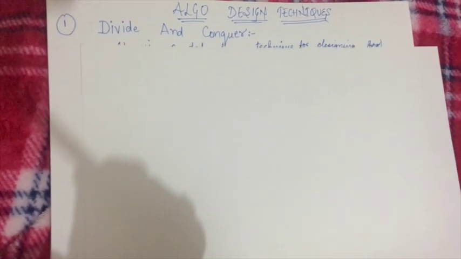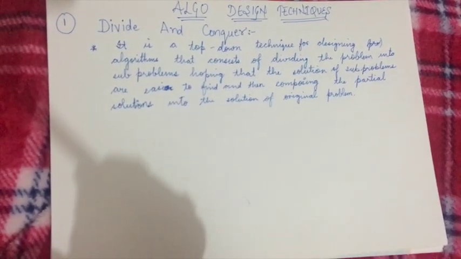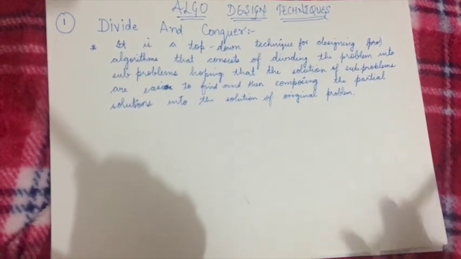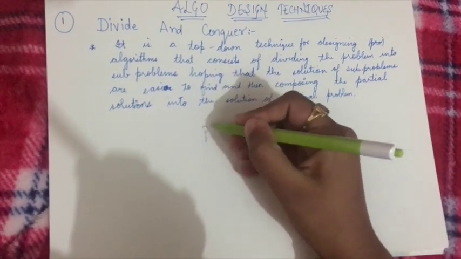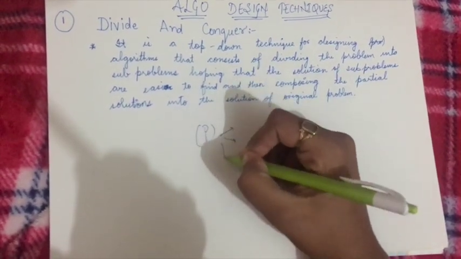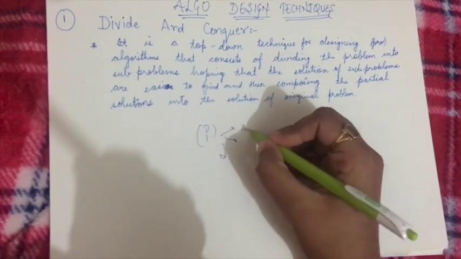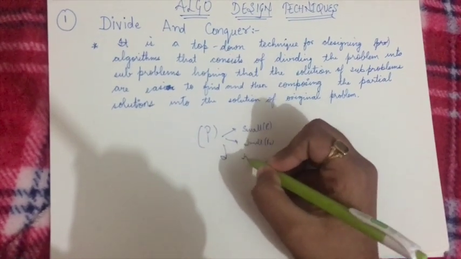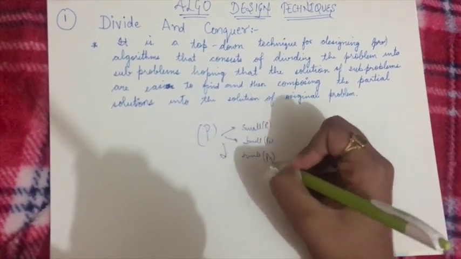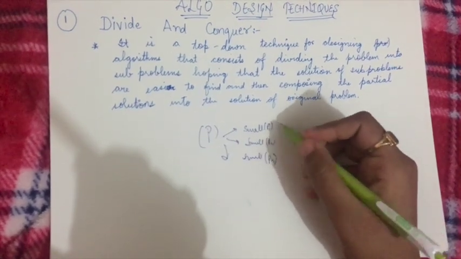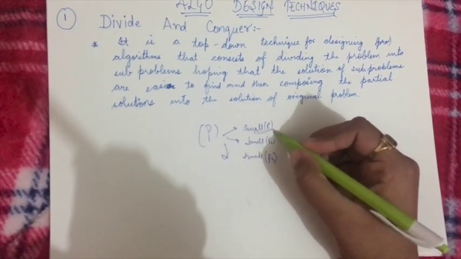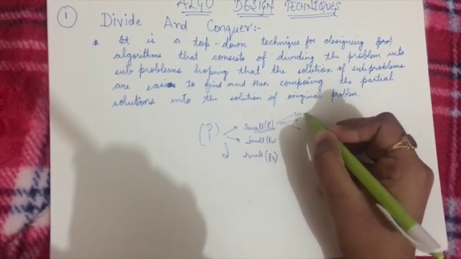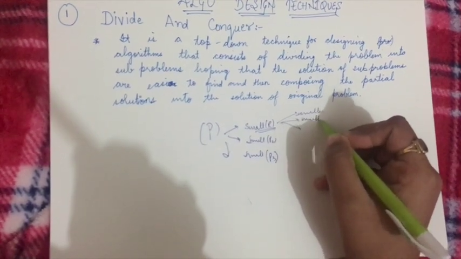So what is the divide and conquer technique? It is a top down technique for designing algorithms that consists of dividing the problem. Suppose I have a problem P, I'll divide it into sub problems, okay. And then when I have small p1, p2, p3, I'll see if they are small enough that they can be solved easily. If not small enough, I'll further divide them smaller and smaller.